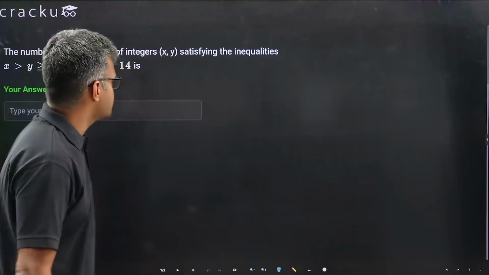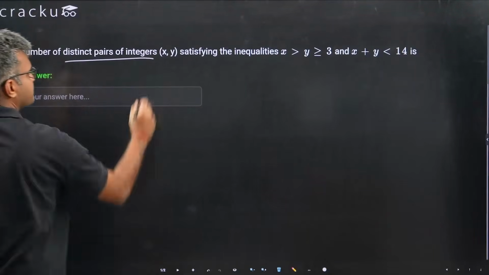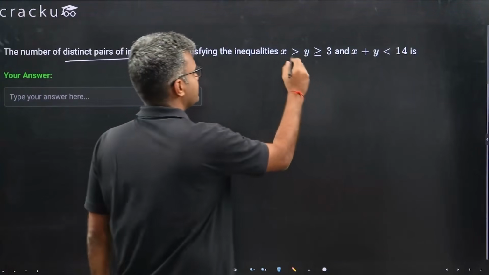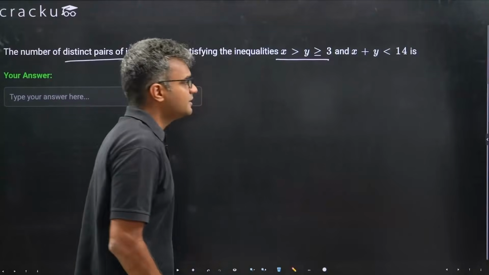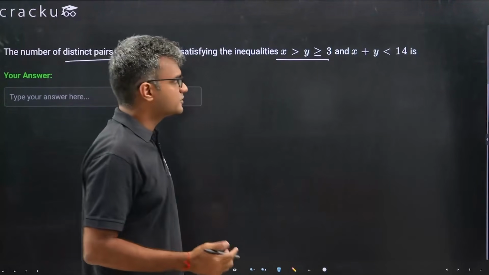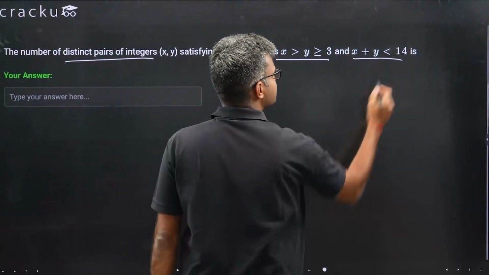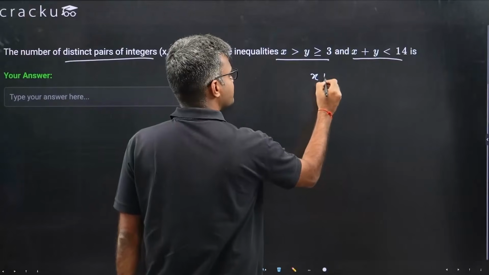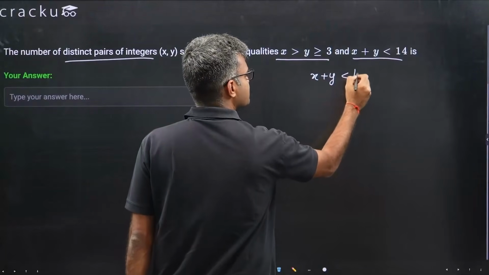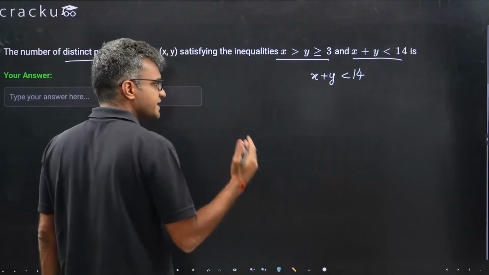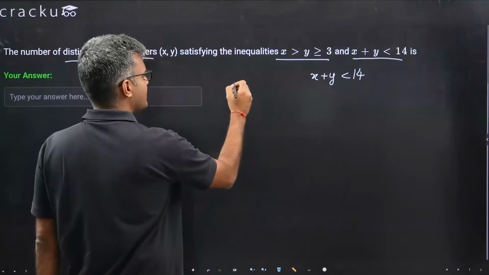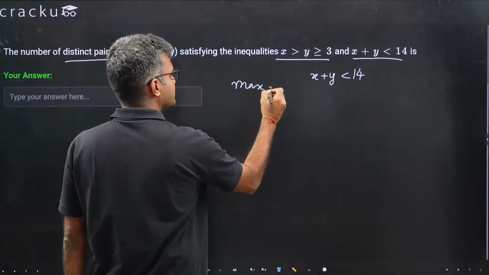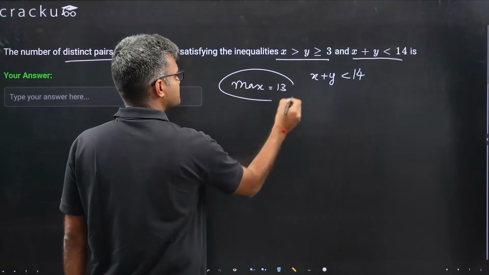In this question, we are asked to calculate the number of distinct pairs of integers x, y, which satisfy the inequalities x is greater than y, which itself is greater than or equal to 3, and x plus y is less than 14. So what is the maximum value of x plus y? x plus y is less than 14. Because x and y both of them are integers, the maximum value it can take is 13. This is the value of x plus y.